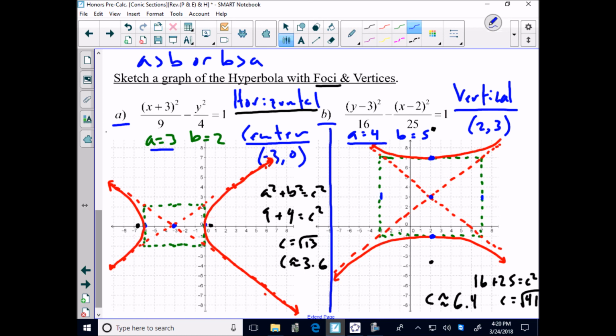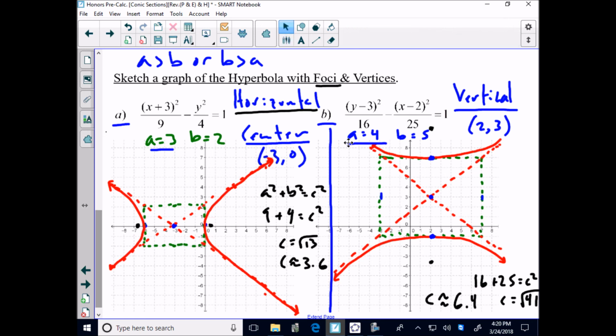And right here we can draw our box through those points and then draw our diagonal asymptotes. And then right here, our vertically orientated hyperbola is going to go along those asymptotes through the vertices on the sides of the box and then follow the other diagonal asymptote out. So that's the graph of the hyperbola.